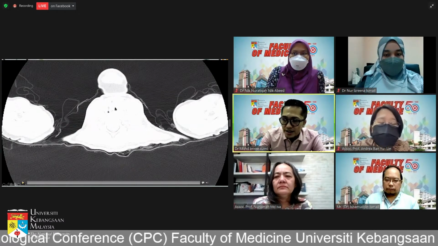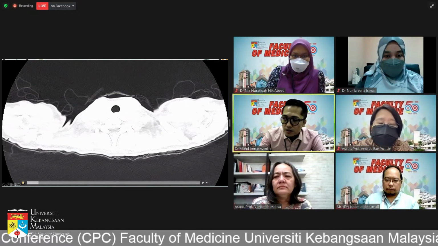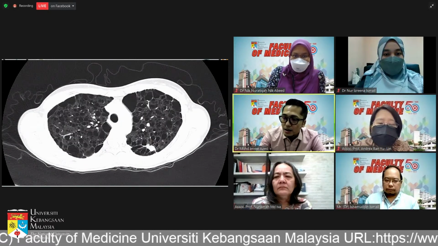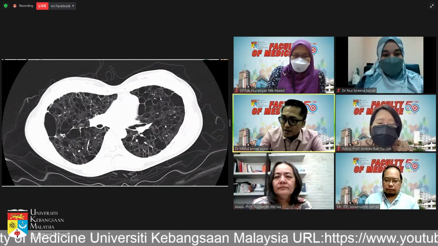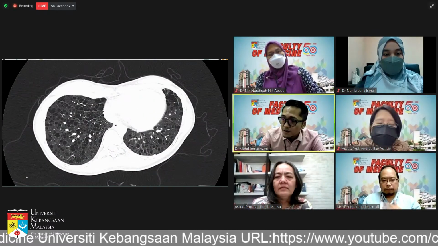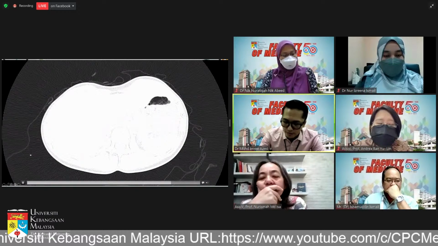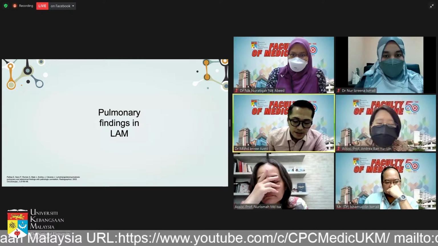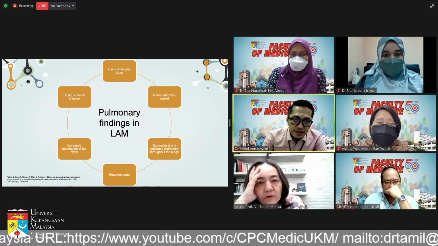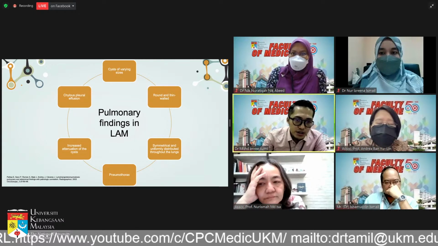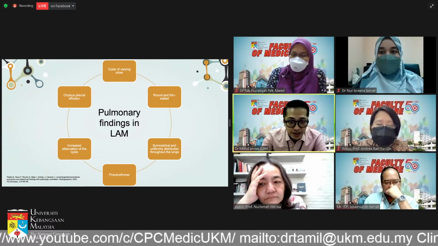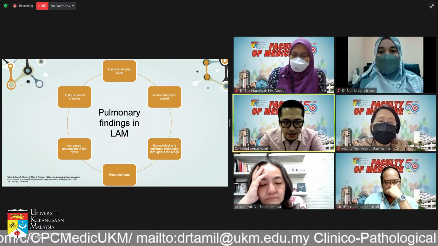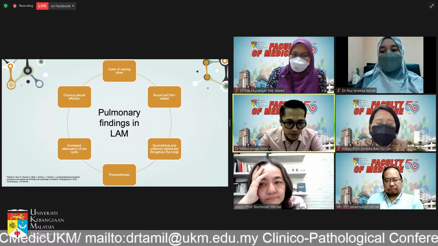We will have a look again at the HRCT thorax. So you can see there are multiple cystic lung lesions, which are symmetrical and distributed diffusely in the lungs. So the pulmonary findings in LAM or lymphangioleiomyomatosis are cysts of varying sizes. They are round and thin walled. It is symmetrical and uniformly distributed throughout the lungs. And the complications of LAM, when the cyst ruptures, patient can develop pneumothorax or recurrent pneumothorax.